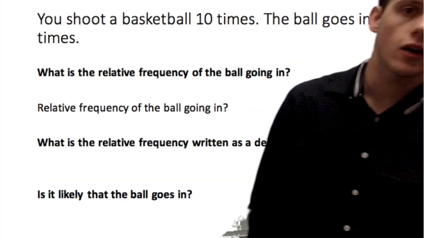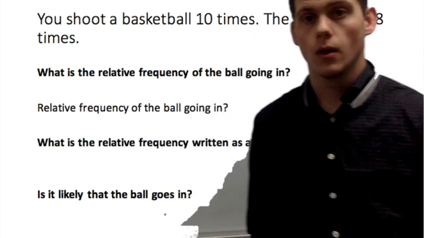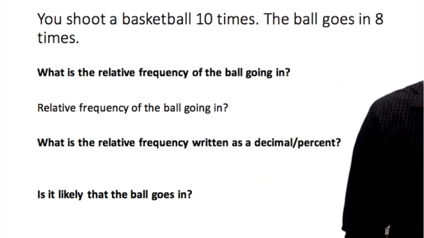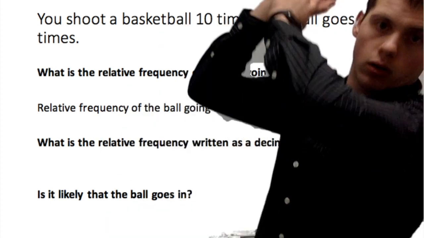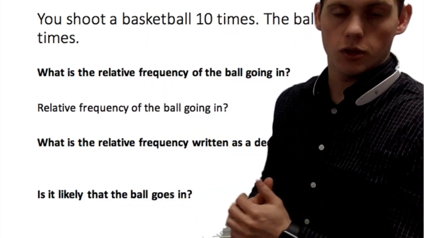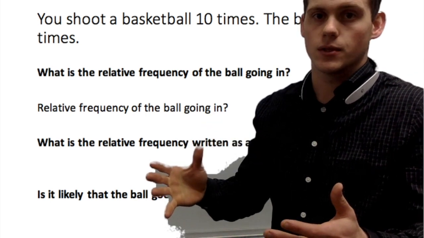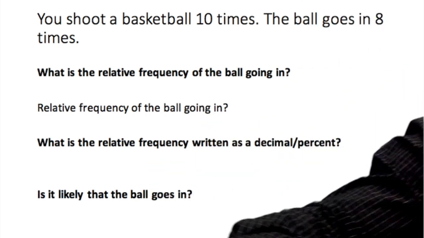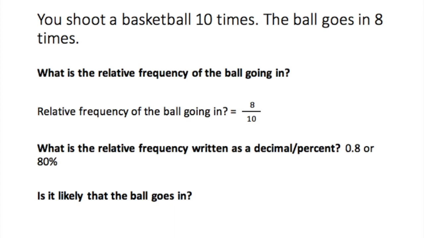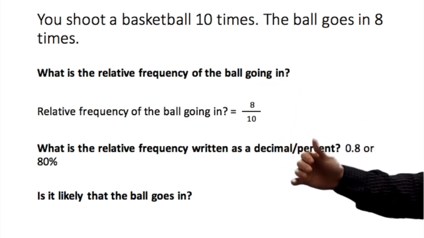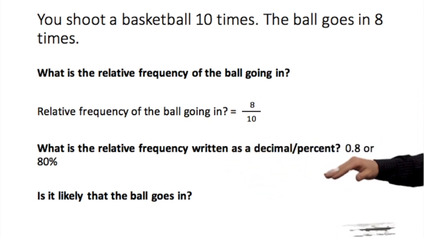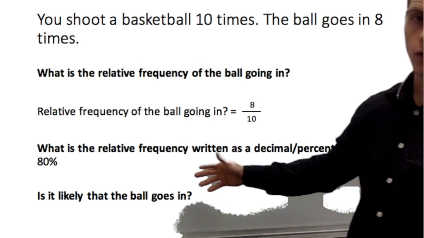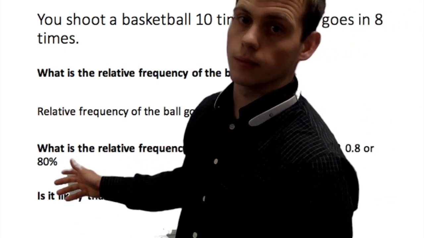First, let's talk about relative frequency. Relative frequency for this problem is going to be when you shoot the basketball 10 times, but the ball only goes in 8 times. So if you look here, our relative frequency, when we divide 8 by 10, we get the answer of 0.8. Or if we look over here, we have 80%.